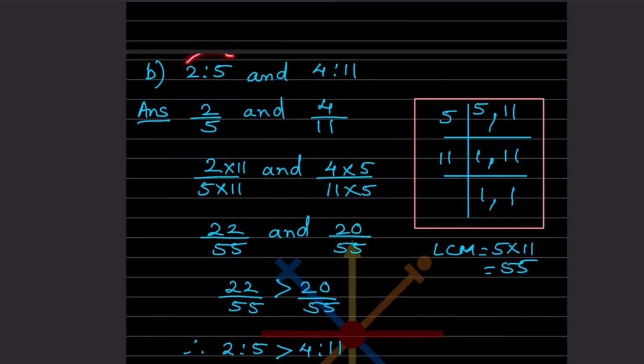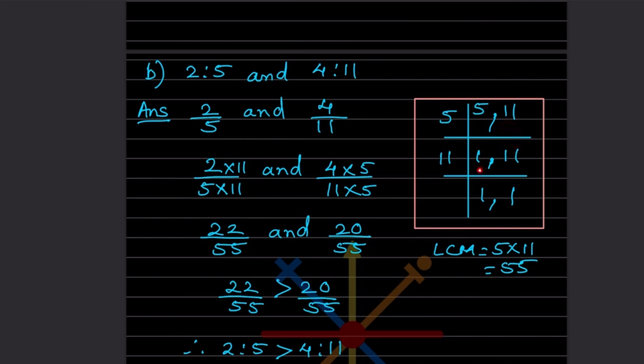Now again here 2:5 means you will write here 2 by 5. 4:11 means you are going to write here 4 by 11. So now look at the denominators, 5 and 11. Again here what are you going to look at? 5 and 11. So this is not possible with 2, 3, 4. No, then directly 5. 5 ones are 5. And this 11 is not divisible by 5, so write 11 as it is.